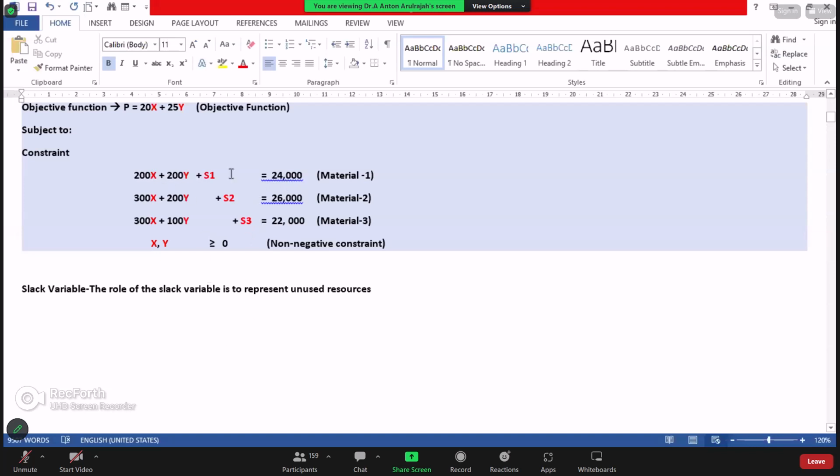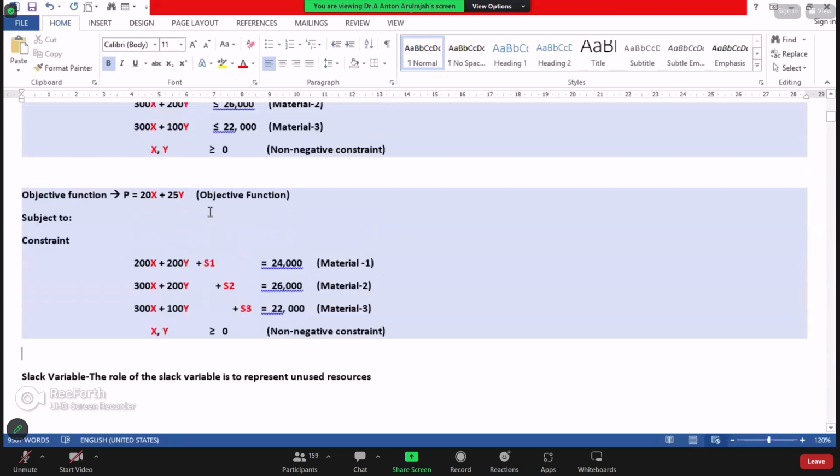Now this equation is balanced. But for the non-negativity constraint, there are no changes. We don't need to make it equal. You are producing x and y takes a positive value, or not producing is equal to 0. So therefore, we don't need to convert it.